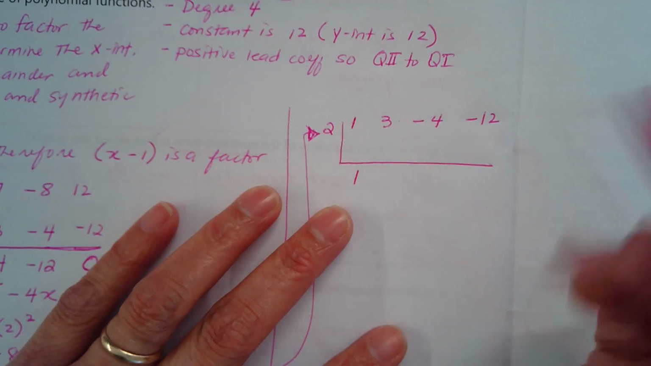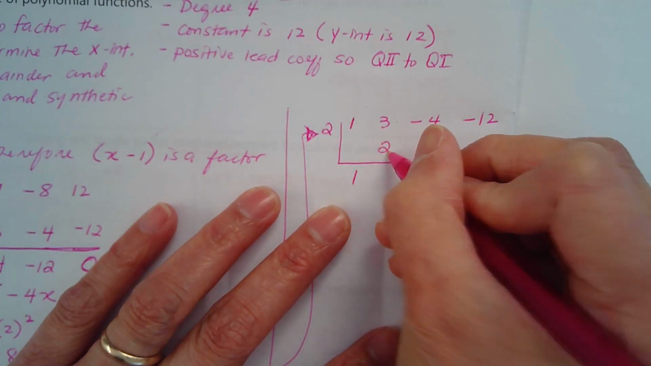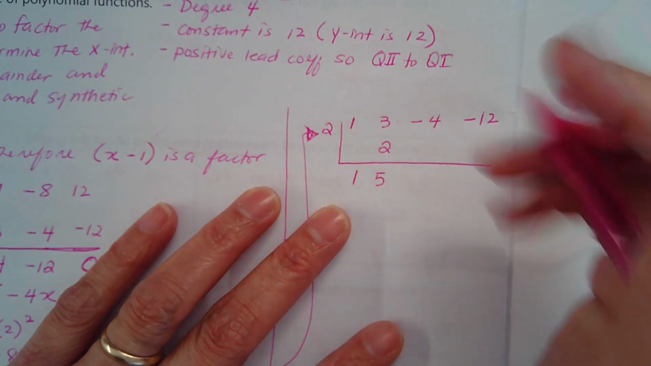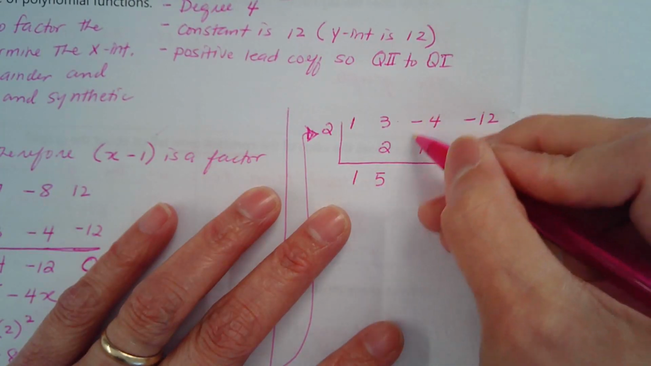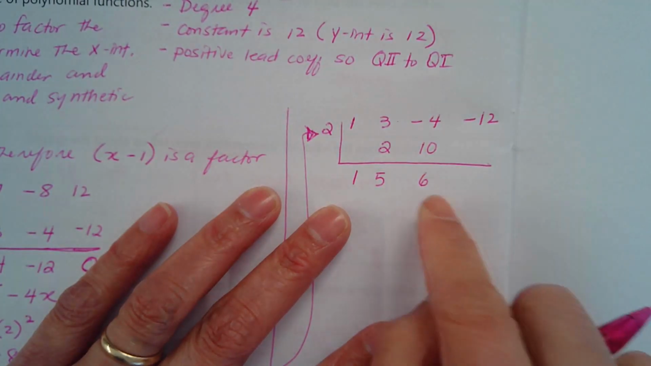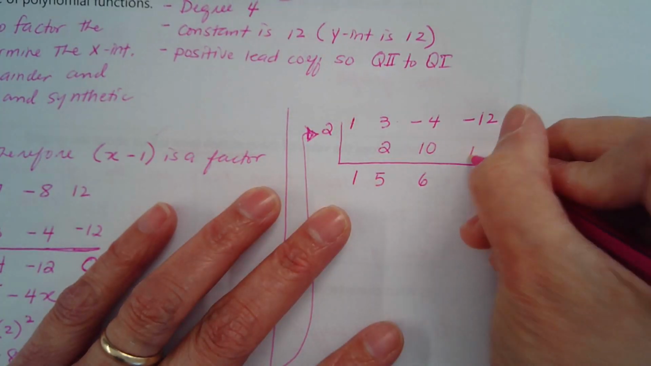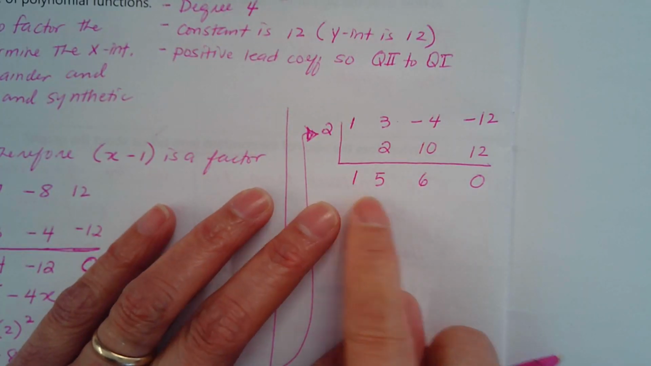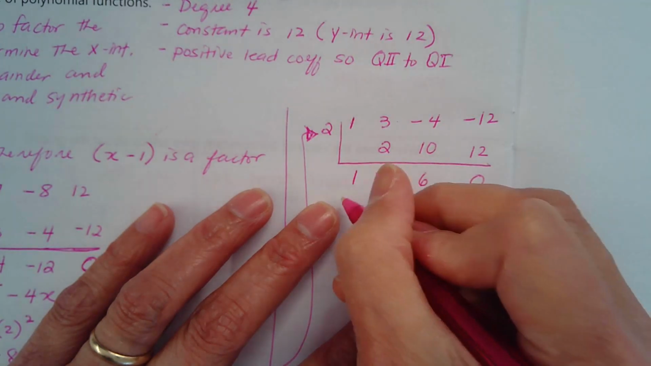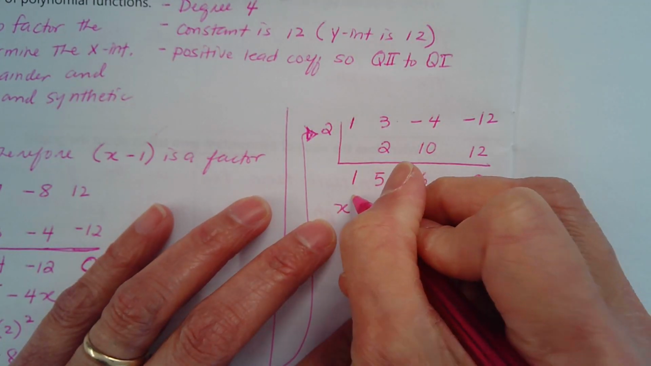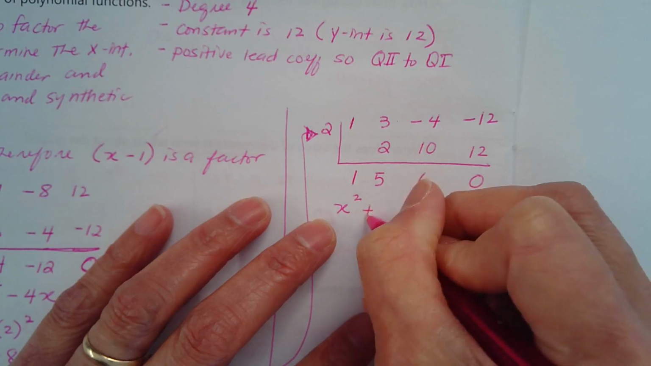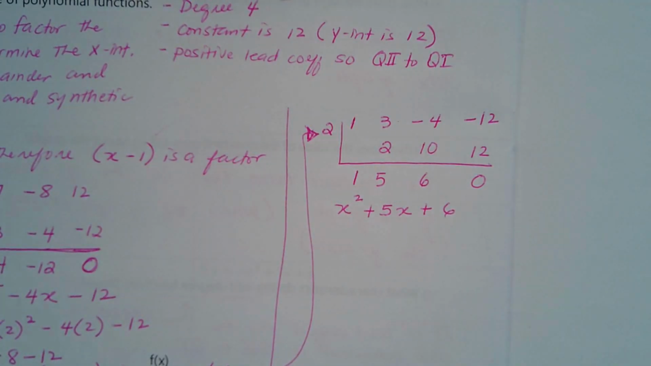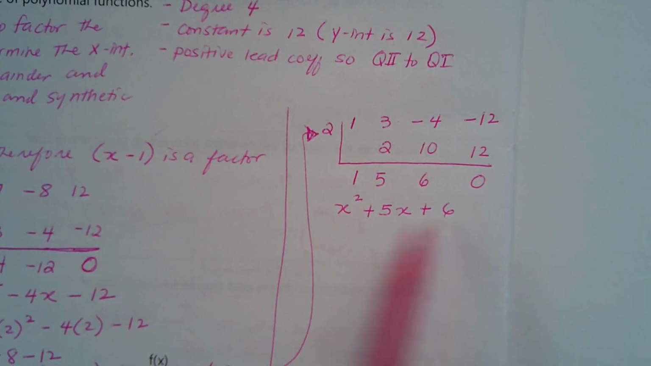1 times 2 is 2, so you put 2 here. And then add them up, so 5. 5 times 2 is 10. Add them up, that's going to give us 6. 6 times 2 is 12. Add them up, 0. Okay, so the remaining polynomial would be what? X squared plus 5x plus 6. Okay, now we've gotten it down to just the quadratic.